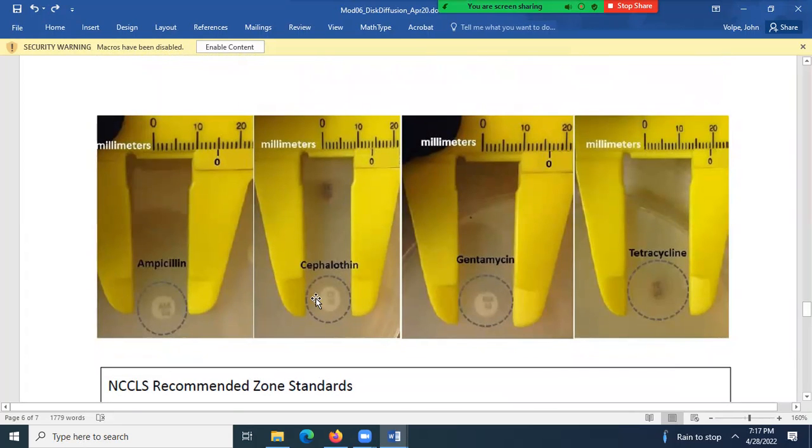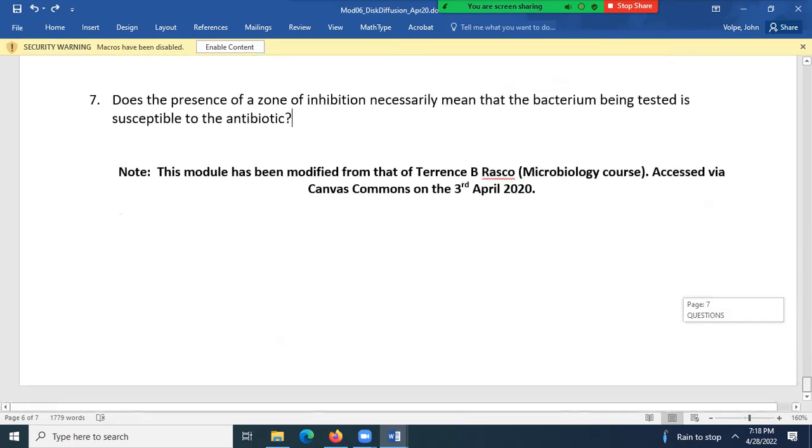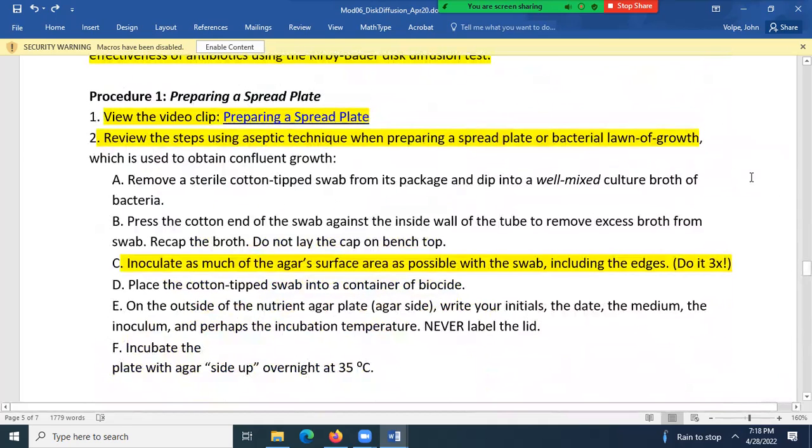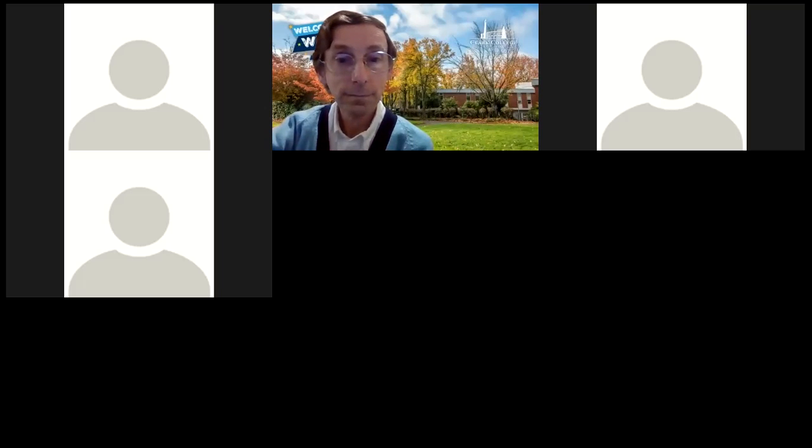We have a zone of inhibition. Does that mean that the bacteria is sensitive to that antibiotic? All right, that's it. Any questions? If not, go ahead and get started on the lab. And I will be here until 8 o'clock to help answer any questions. I may step away from my desk, but I'll be back in just a few minutes if you have a question.